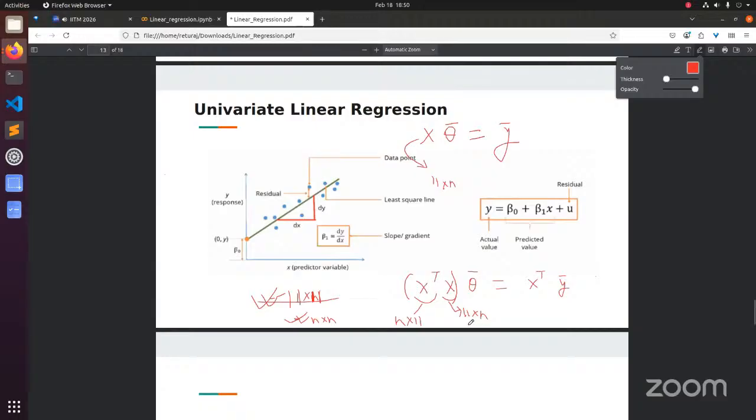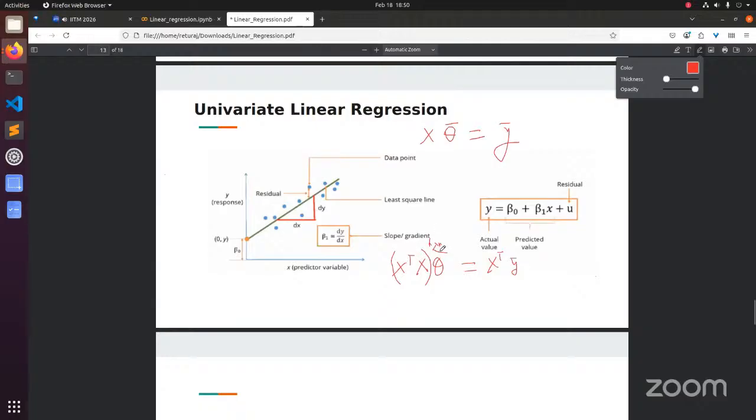Okay, so it became n cross n, right? Yes. Okay, so now let's do an interesting thing. We multiplied x transpose on both sides. We did not do anything differently yet. And we now know that this matrix, x transpose x, is a square matrix. It's an n cross n matrix, right?